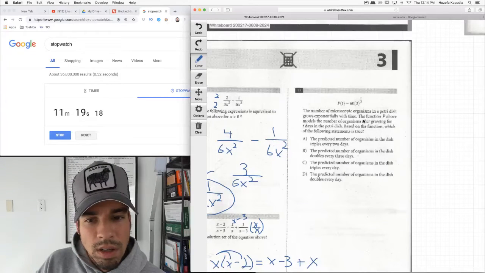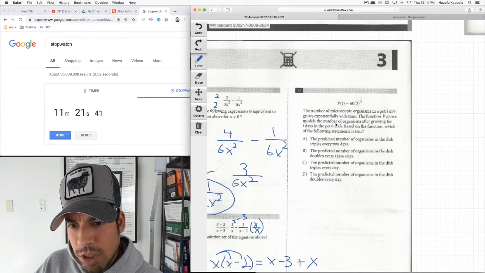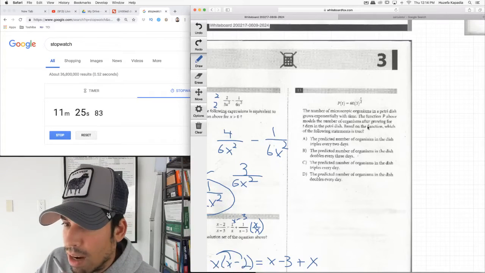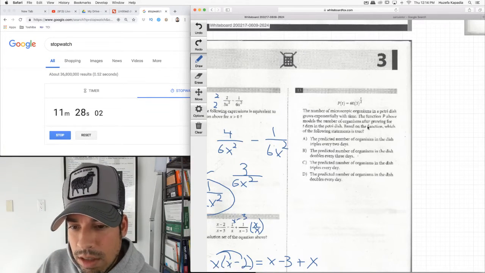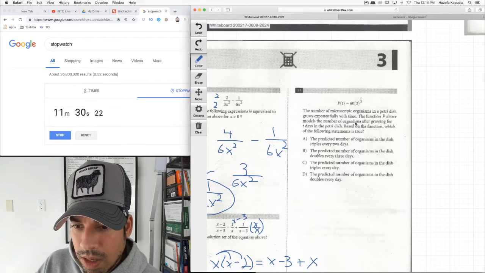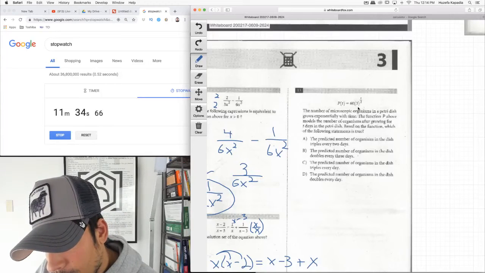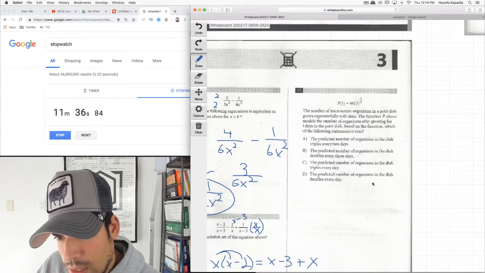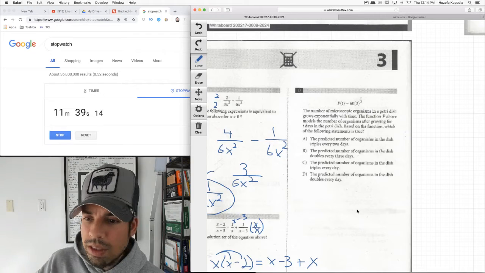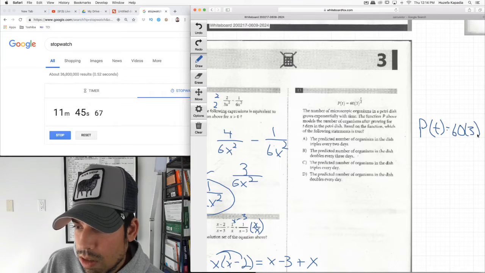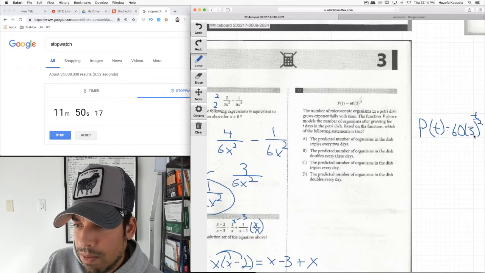Next. The number of microscopic organisms in a Petri dish grows exponentially with time. If the function P above models the number of organisms after growing for T days in the Petri dish, which of the following statements is true? Hold on. Oh, that's a T up there, right? This is hard to read, so I think this is what the function is. P of T equals 3 to the T over 2, I think.